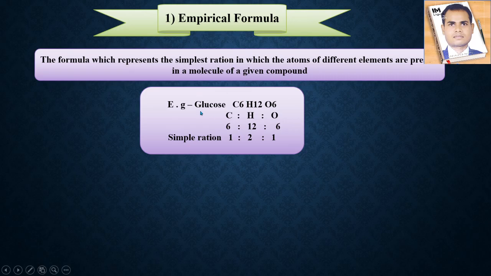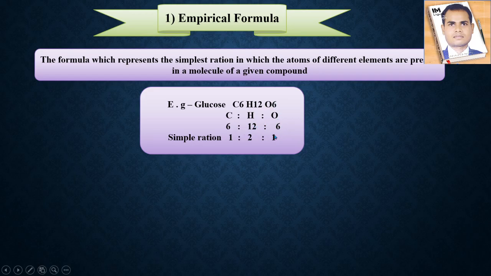For example, you can take here glucose. The molecular formula for glucose is C6H12O6. So we have to convert that glucose formula into the simple ratio. How can we convert it? In front of you, you can see the glucose molecular formula: the carbon number is 6, so we have written 6, the hydrogen number is 12, and the oxygen number is 6.